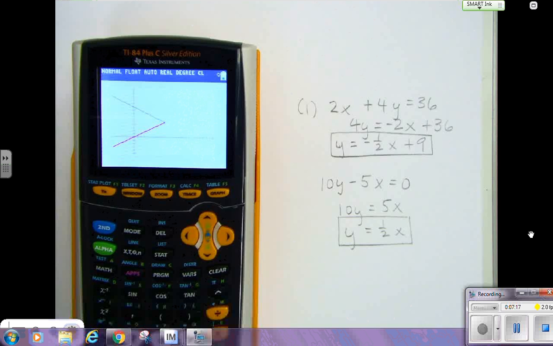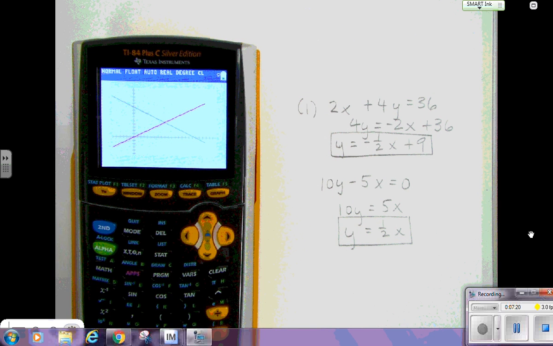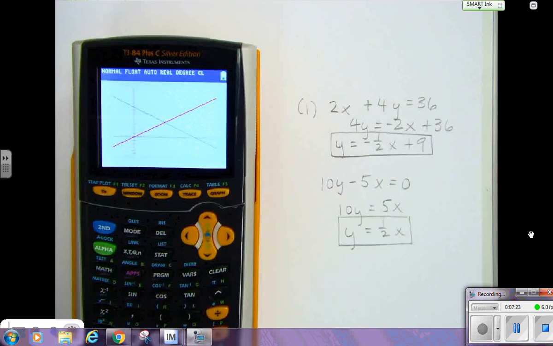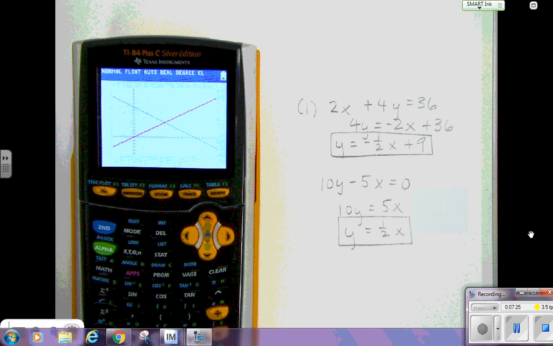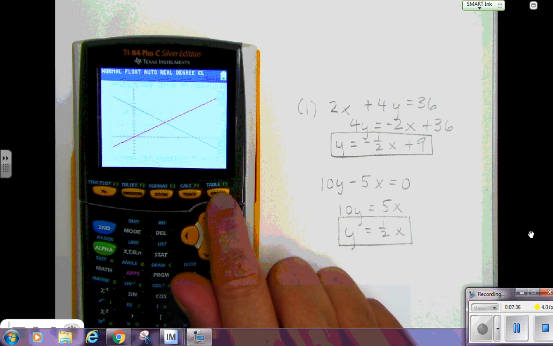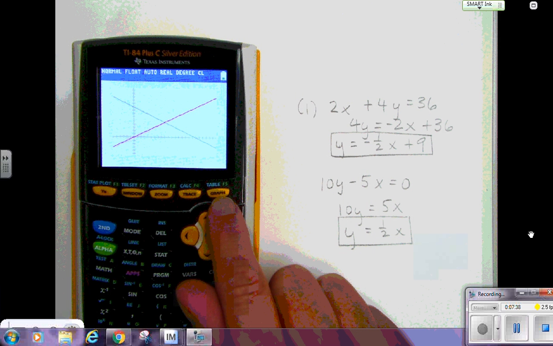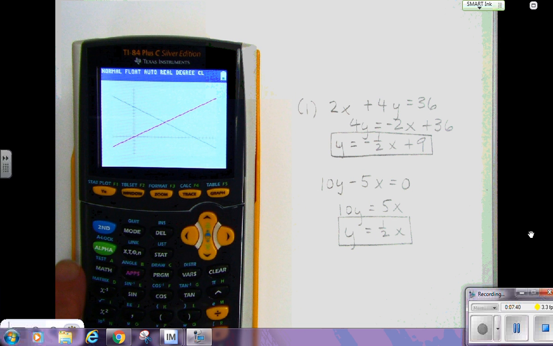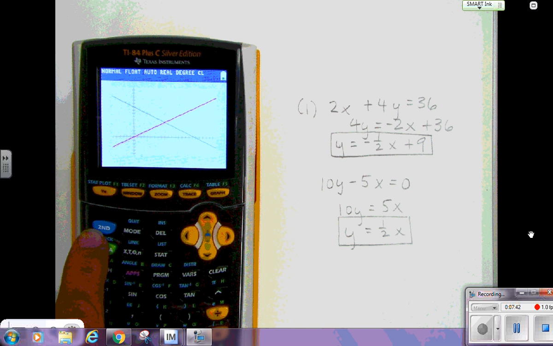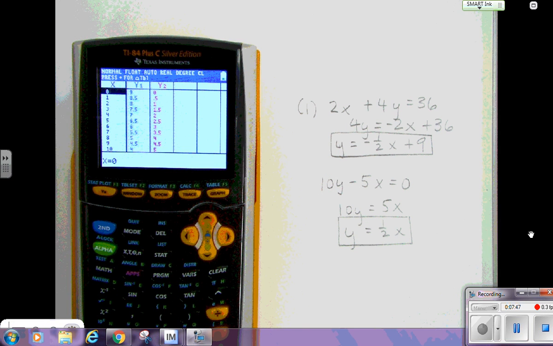And there they intersect, so that's the solution. Okay, so I need to figure out what that point is. Where do they intersect? So I'm going to show you one way to do that, and as we go throughout the year, you're going to find other ways to solve these problems also, but I'm going to show you one method right now. So above this graph button, it says table. Okay, so I'm going to press the second function key, which is that blue key, and then I'm going to press table or graph, and it gives me a table of values.